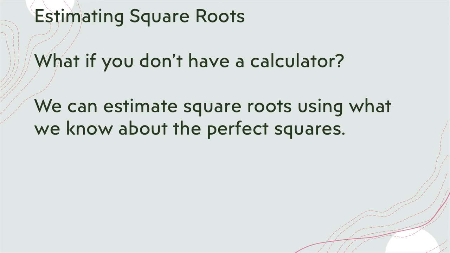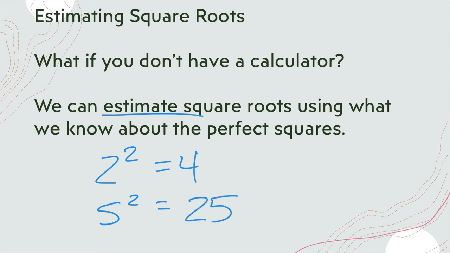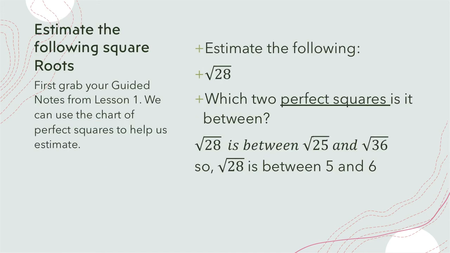All right, if you don't have something right on hand for you to do that, what are we going to do? Well, what you can do is we're going to estimate the square root using what we know about perfect squares. So, we know 2 squared, the perfect of that is 4. 5 squared, the perfect of that is 25. So what would the square root of 4 be? Well, it's 2. Square root of 25, it's 5. So we're going to use those numbers that we know to help us figure out what that square root could be.